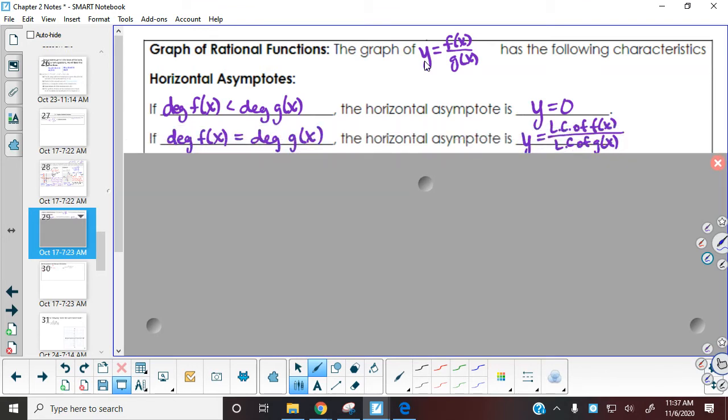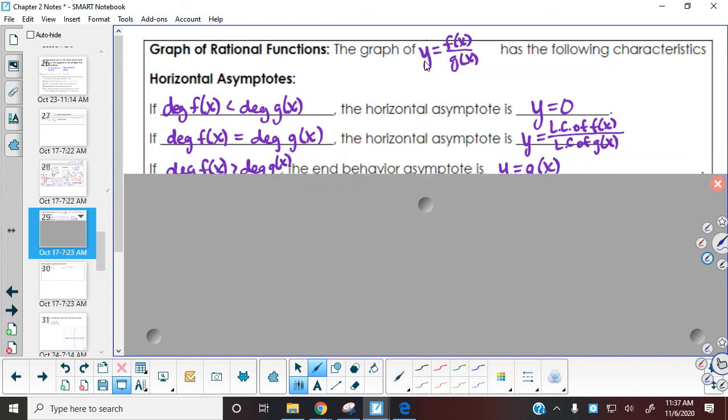Then you have a situation where if the degree of the top is equal, you're going to be looking at your leading coefficients. So your horizontal asymptote is going to be the leading coefficient of the top divided by the leading coefficient of the bottom. So this might be a whole number, it might be a fraction, it just depends on what those leading coefficients are.